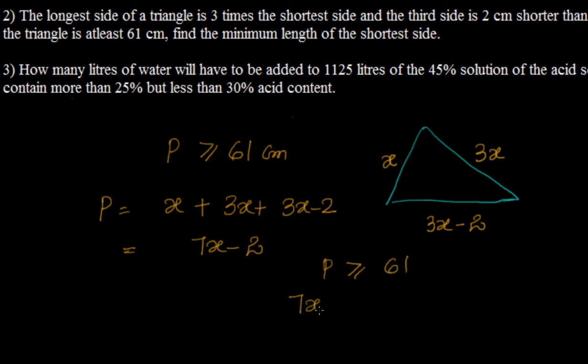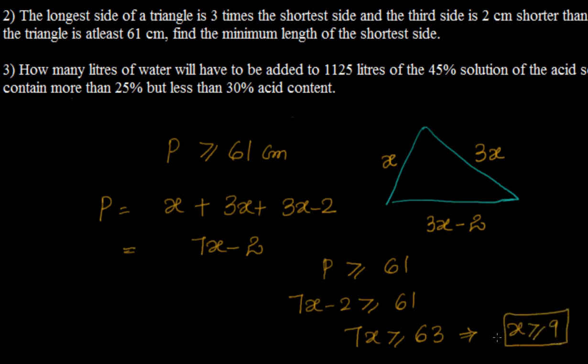That means 7x minus 2 should be greater than or equal to 61, or 7x should be greater than or equal to 63. That also gives me that x should be greater than or equal to 9. So what is the minimum length you can have? The minimum length you can have is 9, because it is greater than or equal to 9. So the minimum value is 9 and it starts from 9, and you can go to any value.